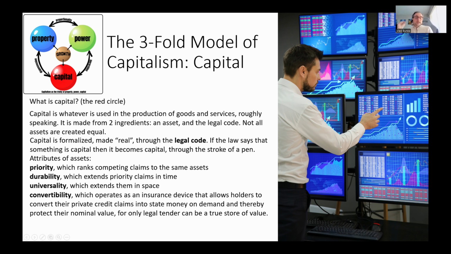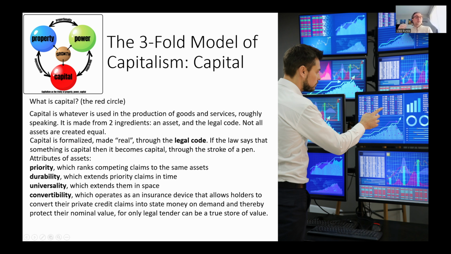This description comes from a book called The Code of Capital by legal scholar Katharina Pistor. There are four attributes. The first one is priority, which ranks competing claims to the same assets. For example, if there's a lien for a mortgage on a house, a lien is like a right that is put on the property deed of a house, then the bank has priority over others to get the money from you when you sell the house. So that's priority.